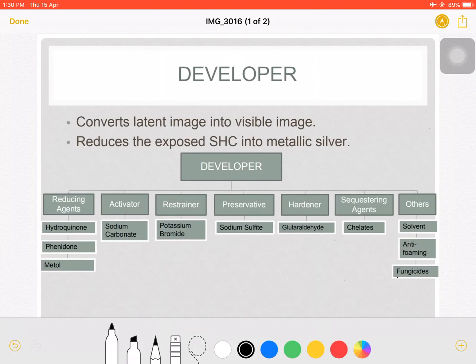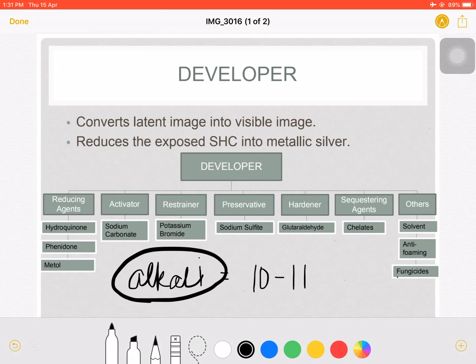And this chemical also maintains the alkalinity and controls the pH of our developer solution. The developer solution is an alkali solution. Therefore, its pH level is 10 to 11. Again, our developer solution is an alkali solution.